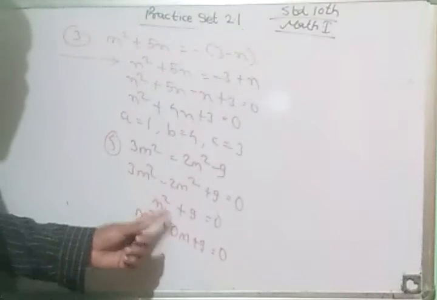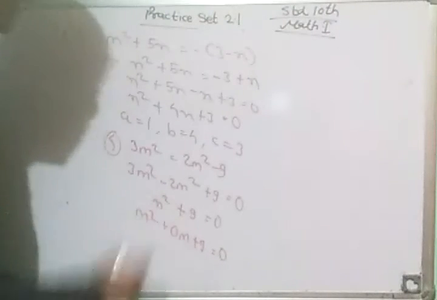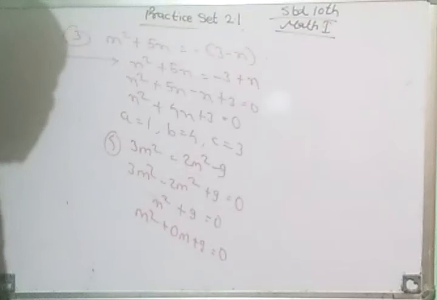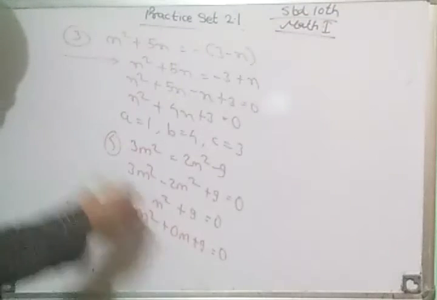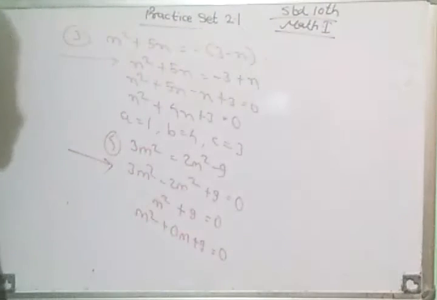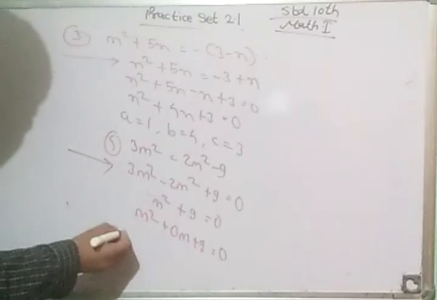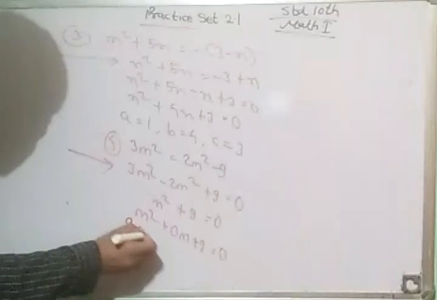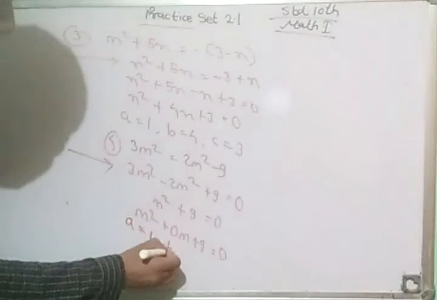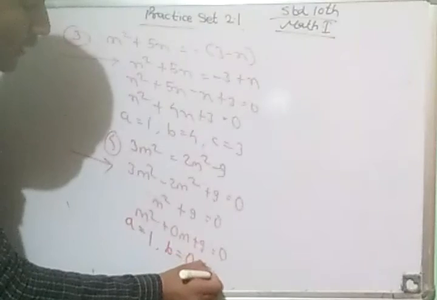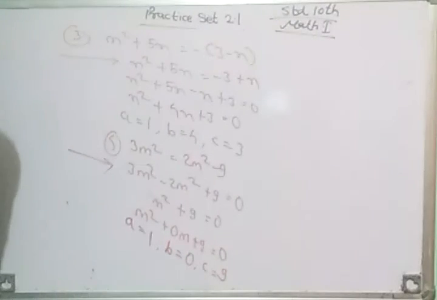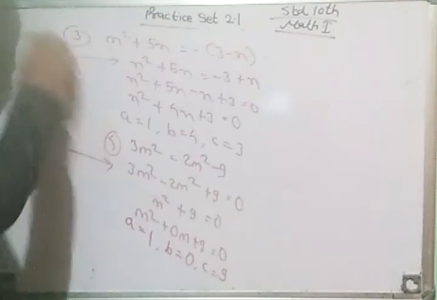Friends, when we write m square plus 9, the second variable is not included. But when this condition occurs, we write next to the m square 0m or whichever variable is given. So this is the quadratic equation. The value of a is 1, value of b is 0, value of c is 9. So our fourth question is also complete.